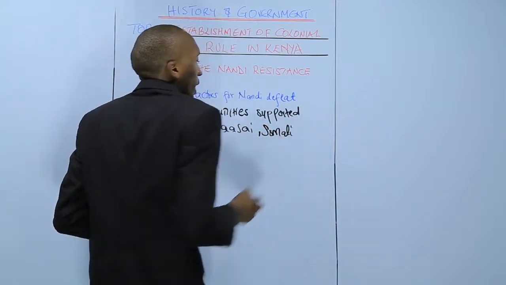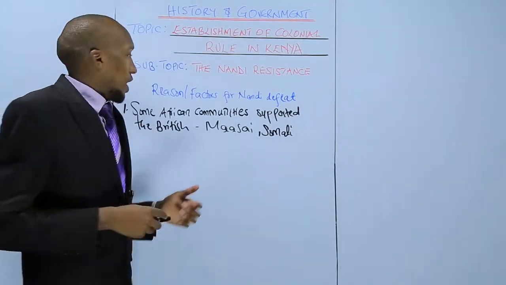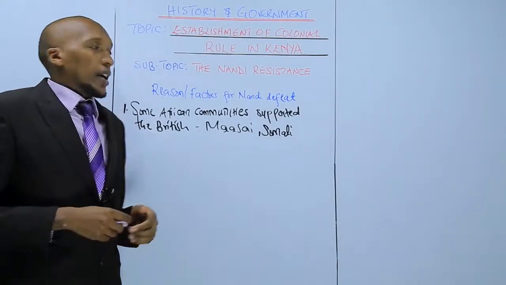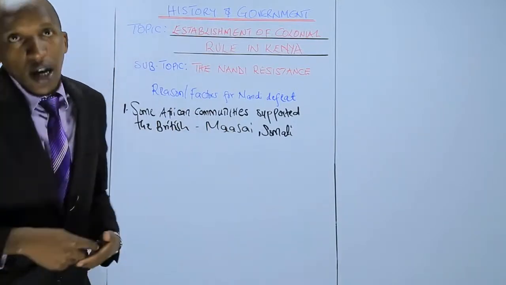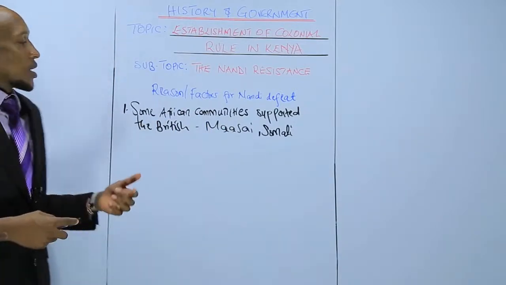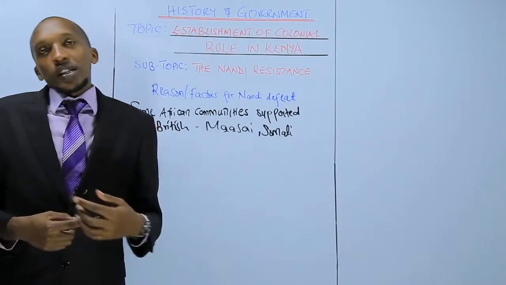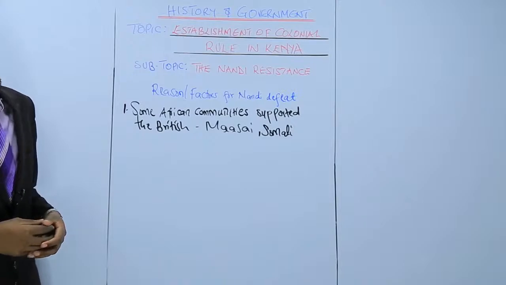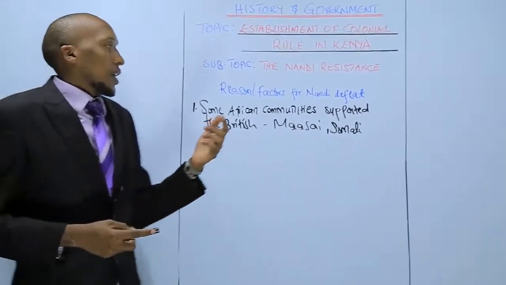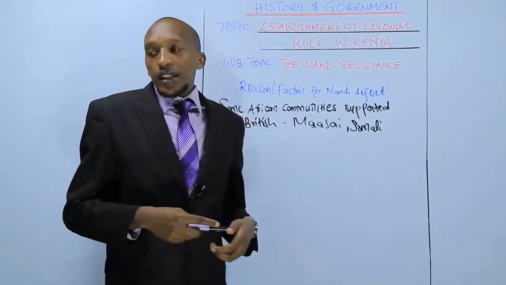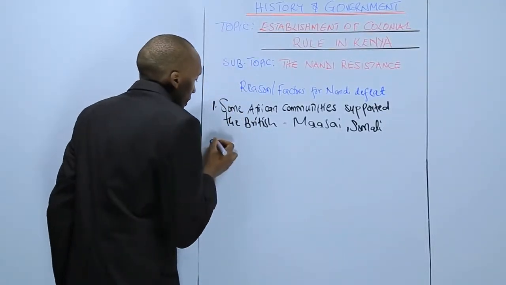That also took part in helping the British to fight against the Nandi. Even as such, other communities around the Nandi did not come to support the Nandi to fight against the British. An example is the Luhya community. It did not come to aid or support the Nandi as they fought against the British. That is the first reason.